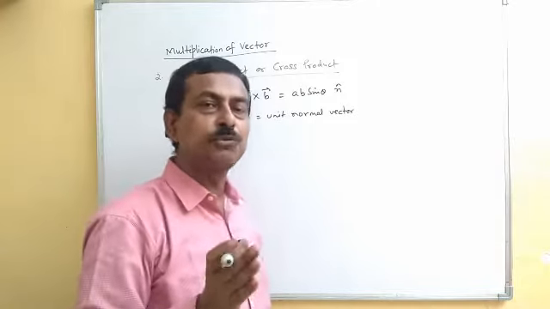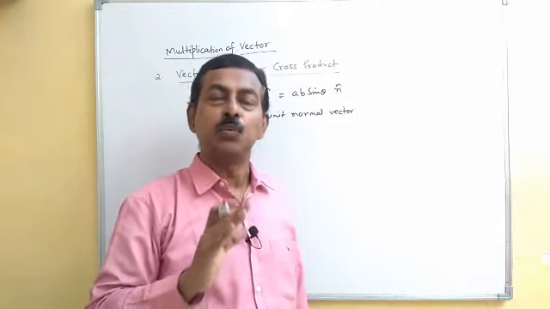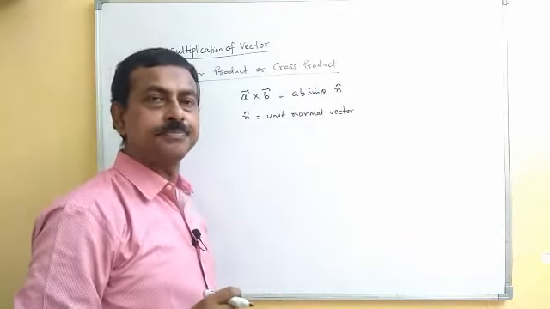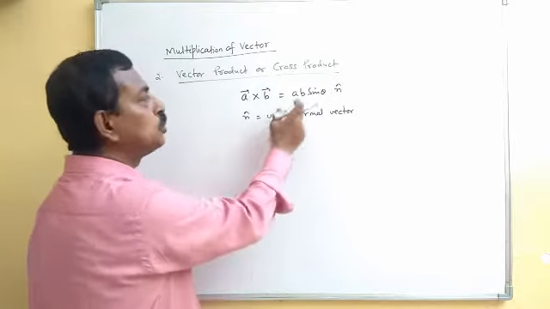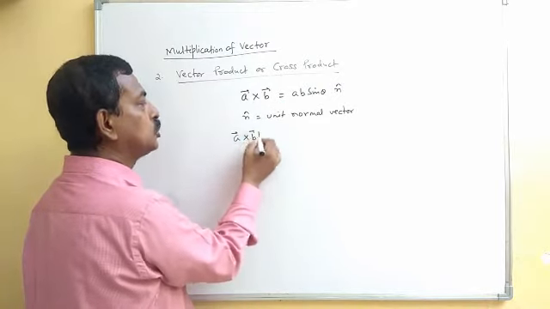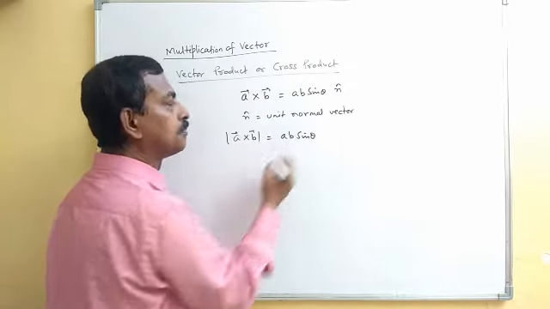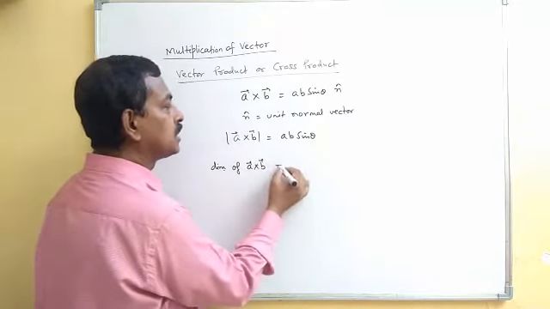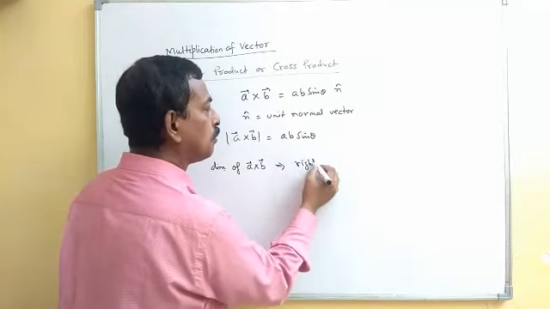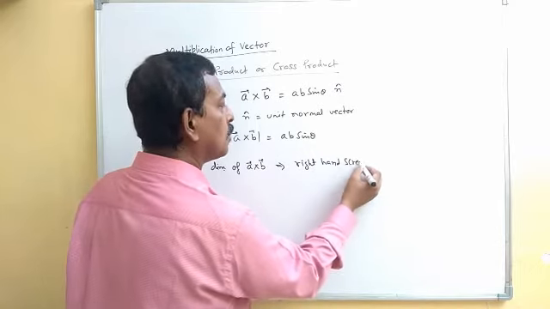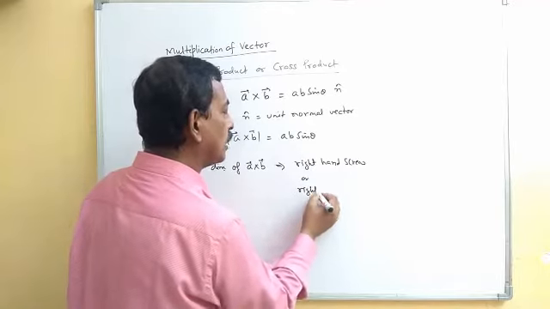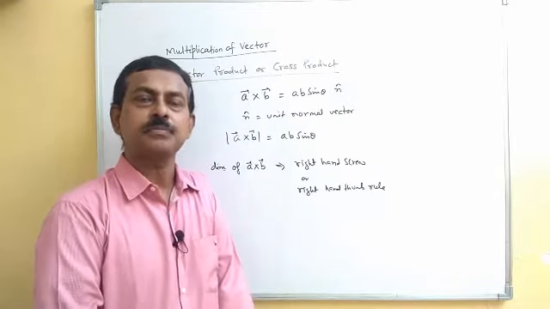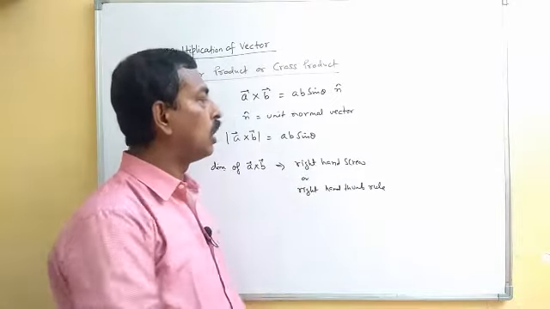That means the cross product of the two vectors A and B will be acting in a direction which will be perpendicular to the plane containing vector A and B. So this is your unit vector n. And so magnitude you can get from this, like A cross B magnitude. This is your AB sine theta. And the direction of A cross B is given by either right hand screw rule or right hand thumb rule. Anyone you can use. Now, what is this right hand screw rule or right hand thumb rule?